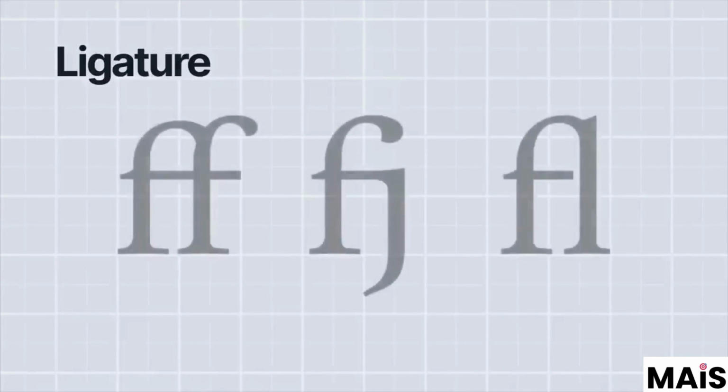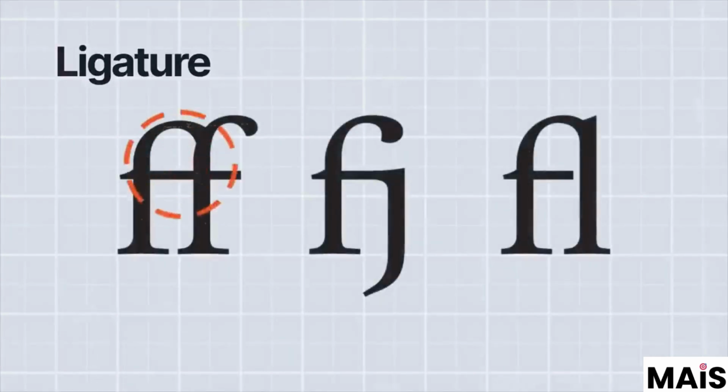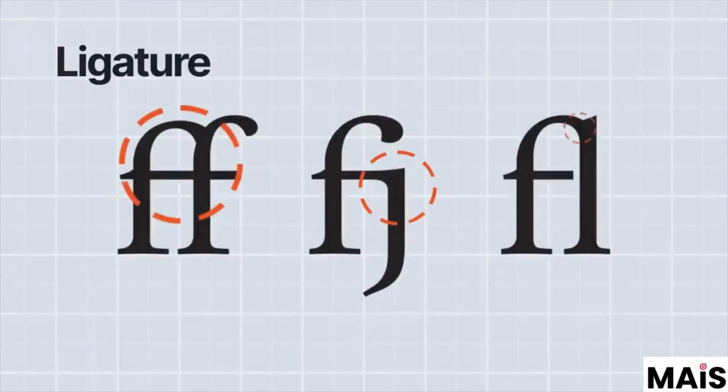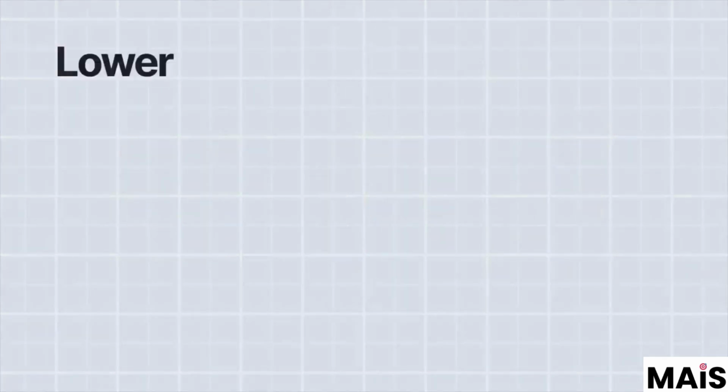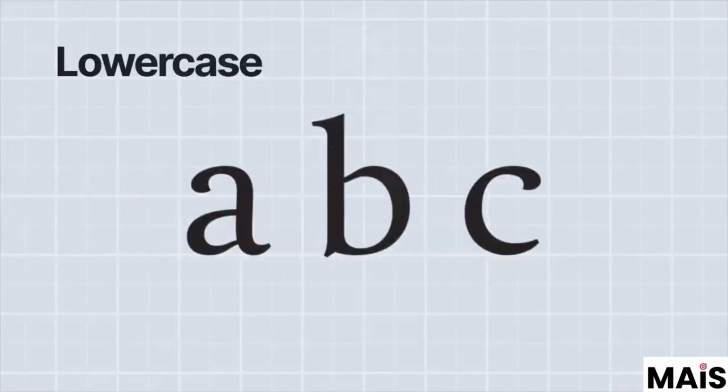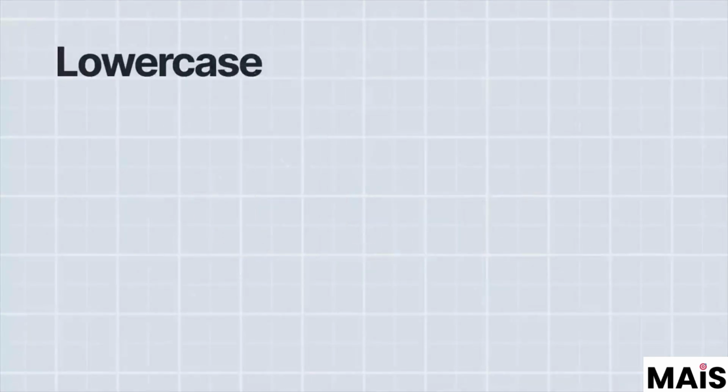Ligatures are special characters that are a combination of two individual characters. Some letters can bump into each other when printed, and ligatures allow for them to flow better together. Lowercase is the small form of letters in a typeface. The non-capital letters of the alphabet are lowercase glyphs.